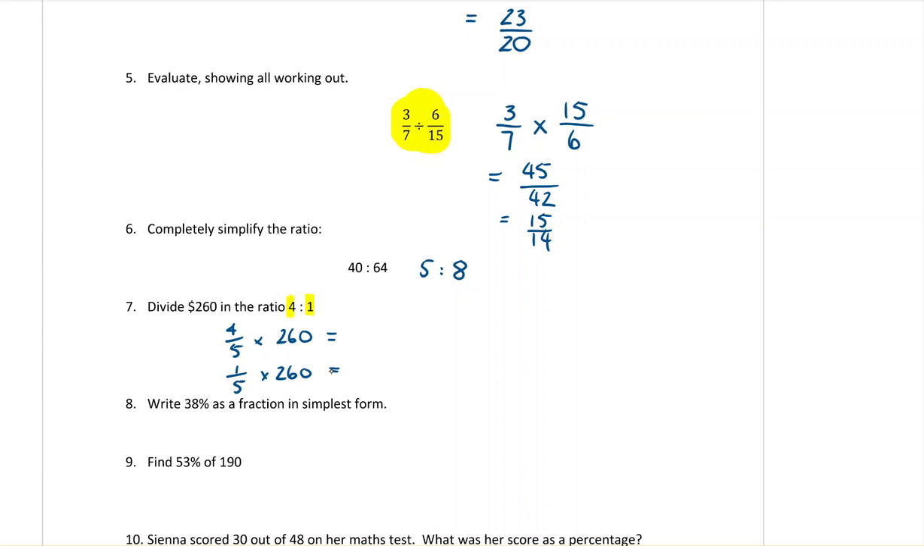So for the first one, you should get $208, and the second person only gets $52. Okay, show me the calculations.